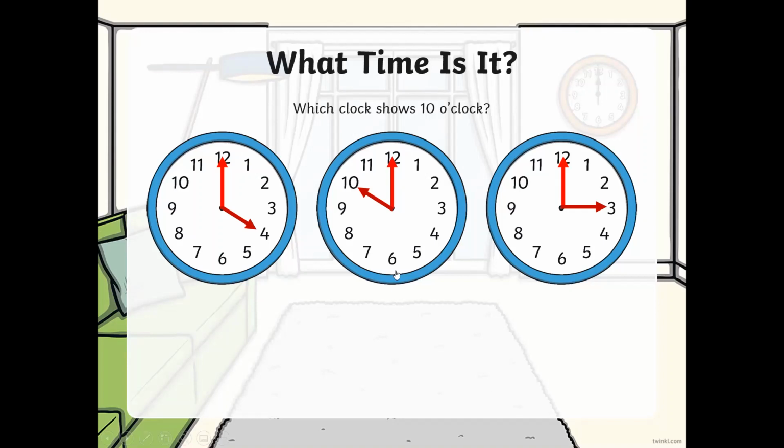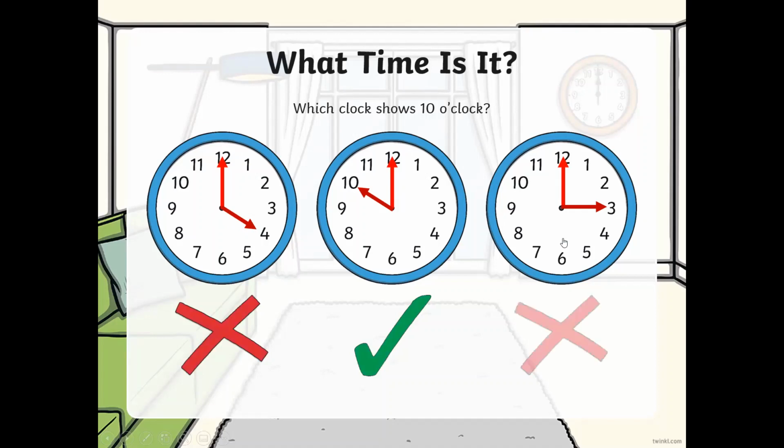If you said number 2, you scored because number 2 is 10 o'clock, but number 1 is 4 o'clock, and number 3 is 3 o'clock.